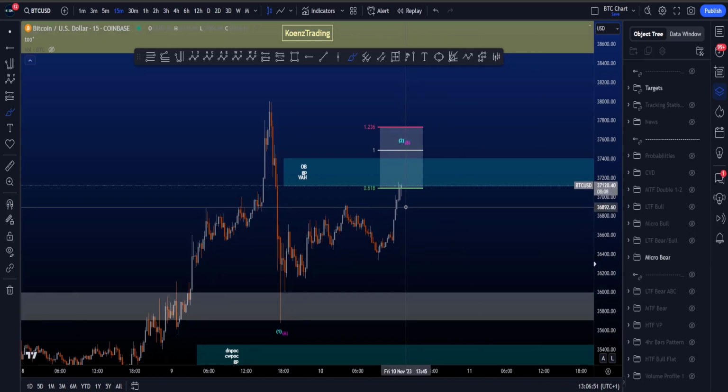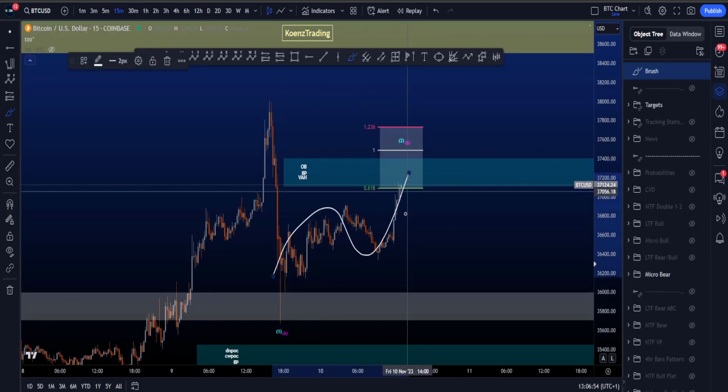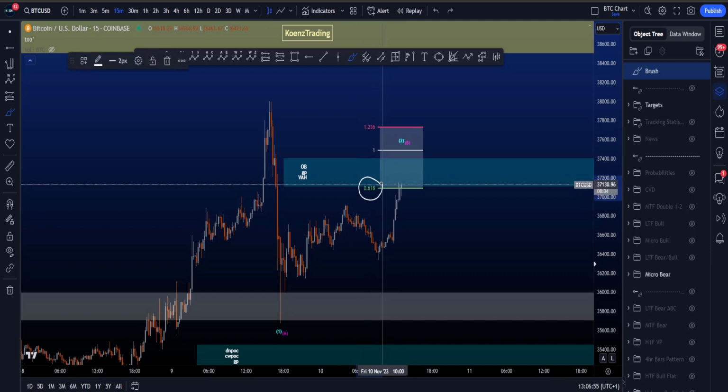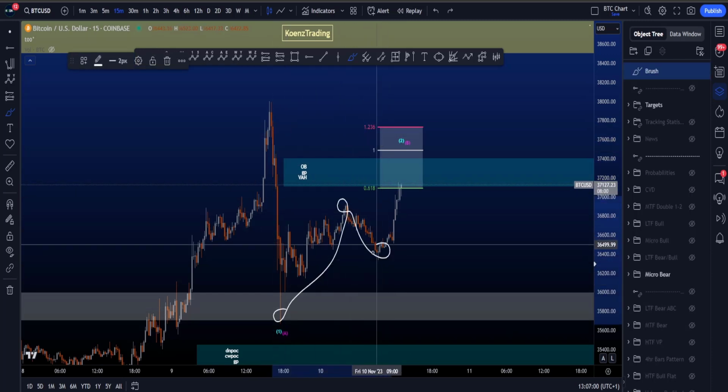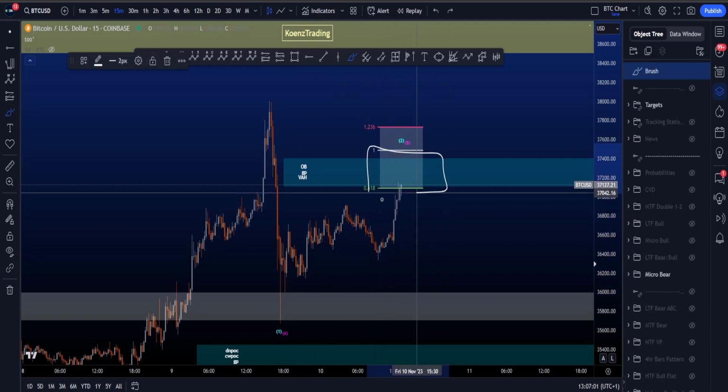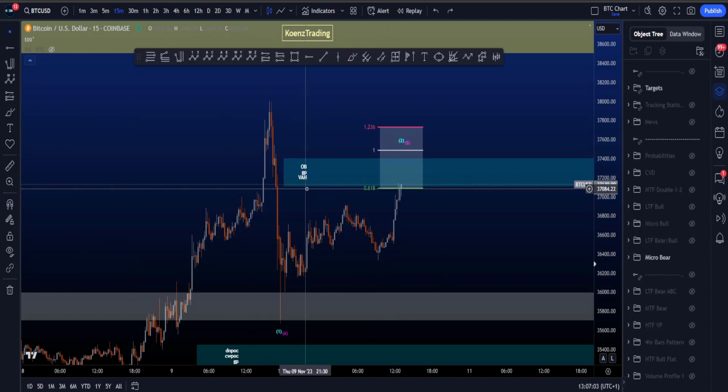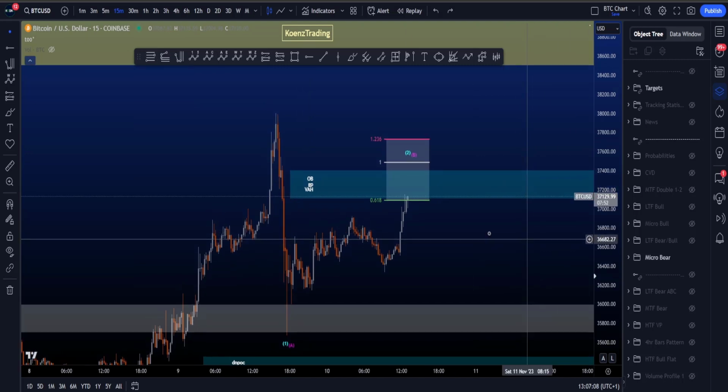In this particular scenario, a common target for a three-wave structure to the upside over here is the 0.618 to the 1.236, taken from the low to the high to the low over here. And as you can see, right in the middle, we have this resistance area sitting between 37.1k and 37.4k.